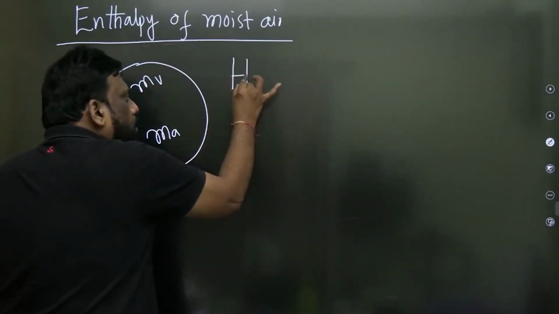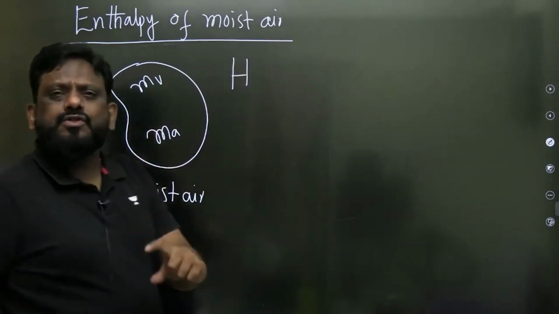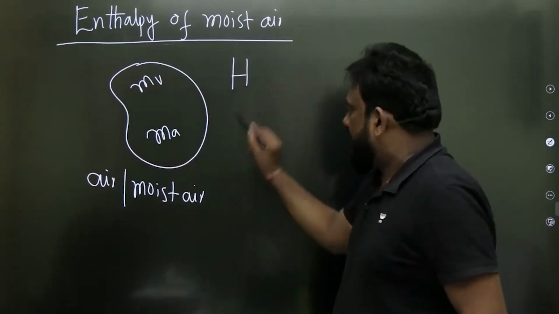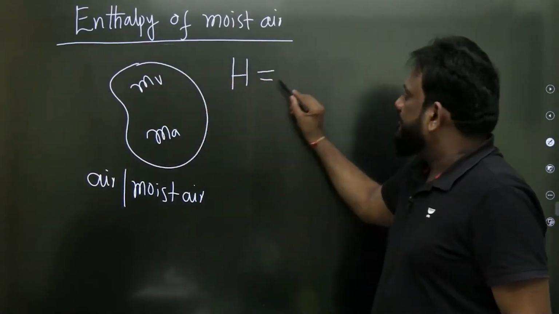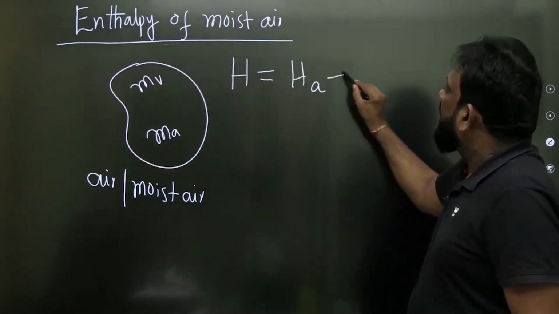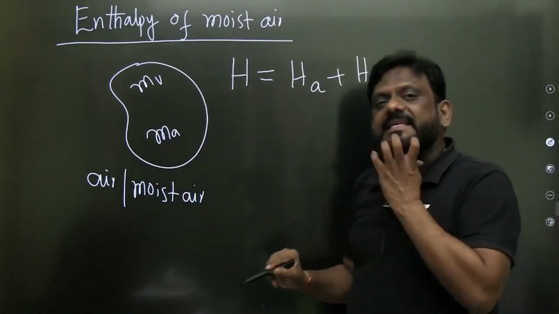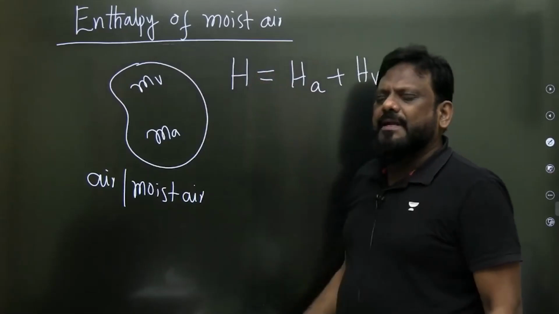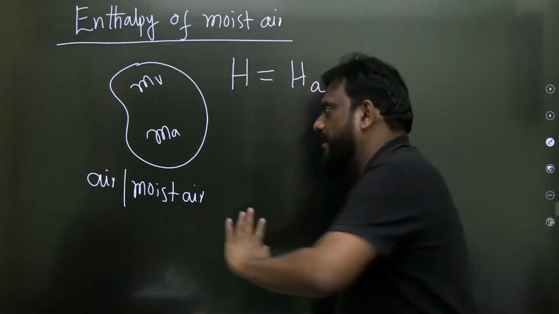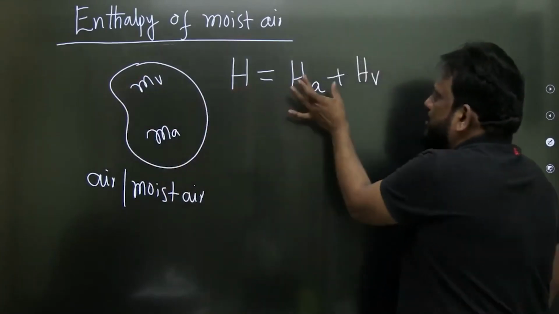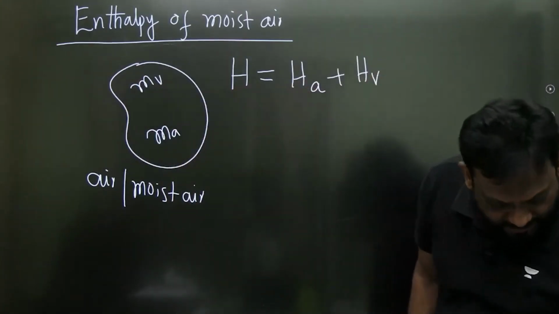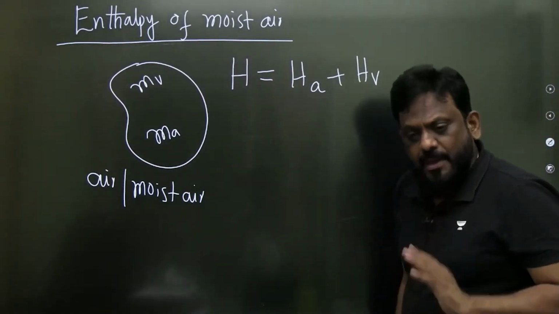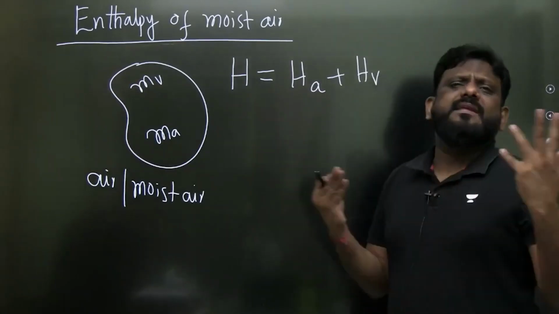Let H be the total enthalpy of moist air. And everyone knows enthalpy is an extensive property. If you want an extensive property, it is the sum of the individual extensive properties. So if I want the total enthalpy, it will be enthalpy of dry air plus enthalpy of water vapor, because it is an extensive property. So capital H, the enthalpy of moist air, is equal to the sum of the individual enthalpies. Okay, clear? यहाँ तक किसी को problem नहीं. Why are we adding? Because enthalpy is an extensive property.